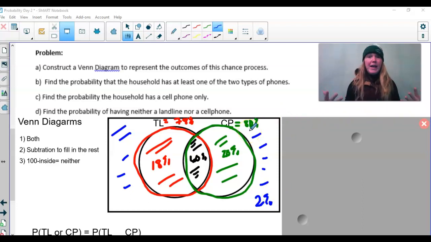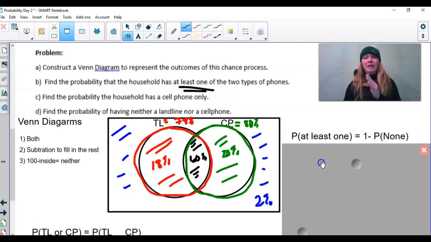Okay, now we're on to part B. Let's use this Venn diagram to answer some probability questions. Find the probability that the household has at least one of the 2 types of phones. At least one is something you need to get down right away. Whenever you see the words at least one, think about it in terms of probability as 1 minus the probability of none. If you have that down, you can't go wrong. 1 minus the probability of none.